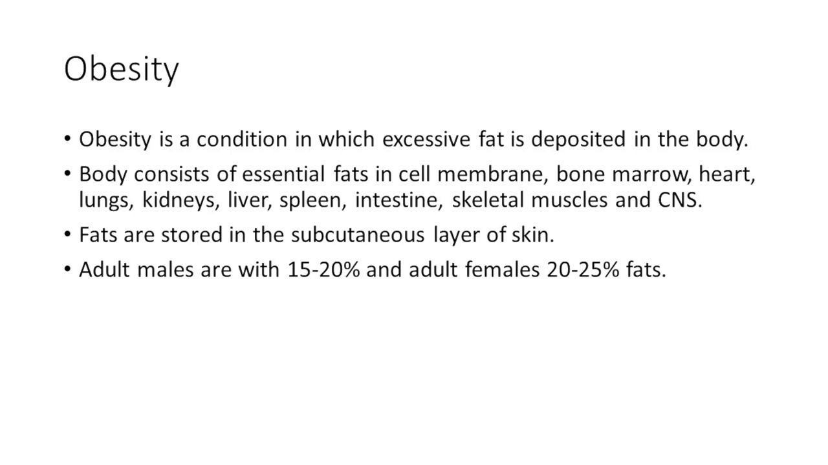Under normal conditions, the human body consists of essential fats in the cell membrane and tissues such as bone marrow, heart, lungs, kidneys, liver, spleen, intestines, skeletal muscles and central nervous system. So it is required for the physiological functions of the body. Adult males have 3% and females 12 to 15% of essential fats.